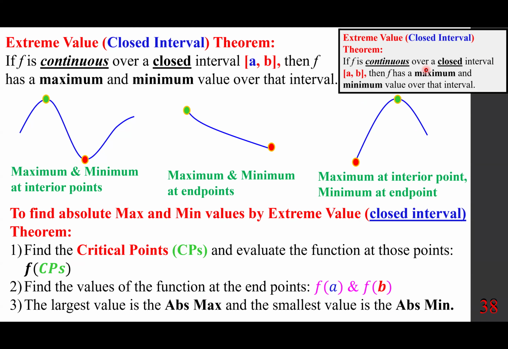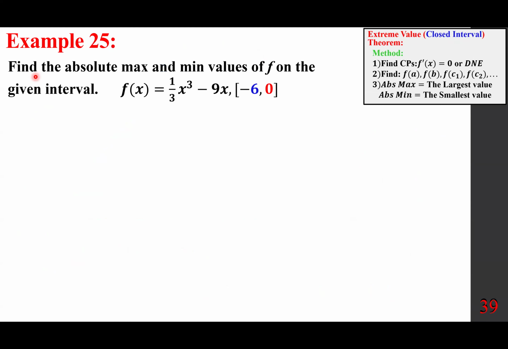So here's the process. We want to find the absolute max and minimum value of the function f of x is 1/3 x cubed minus 9x on the interval of -6 to 0. Extreme value or closed interval theorem method: number one, find CPs, where f prime of x equals 0 or doesn't exist. Number two, find f of a, f of b, f of c1, and f of c2, that means all the critical points. Number three, absolute maximum is the largest value, absolute minimum is the smallest value.